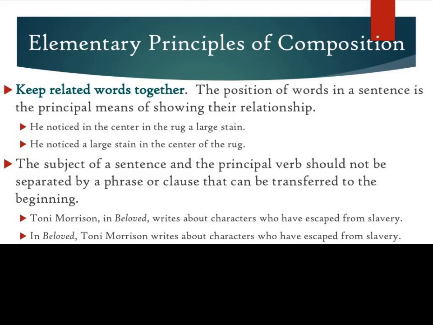Okay, the subject of a sentence and the principal verb should not be separated by a phrase that can be transferred to the beginning. Toni Morrison, in Beloved, writes about characters who have escaped from slavery. Okay, again, the subject and the verb should not be separated. In Beloved, Toni Morrison writes, that's your subject and your verb, about characters who have escaped from slavery. Those should be together.